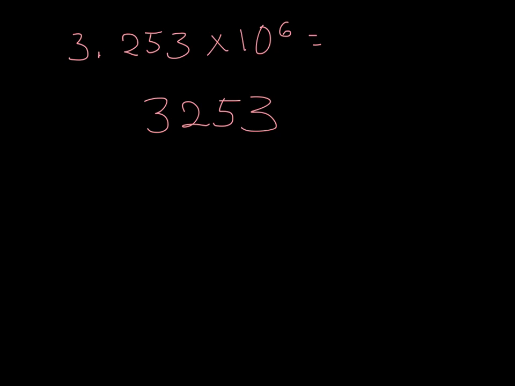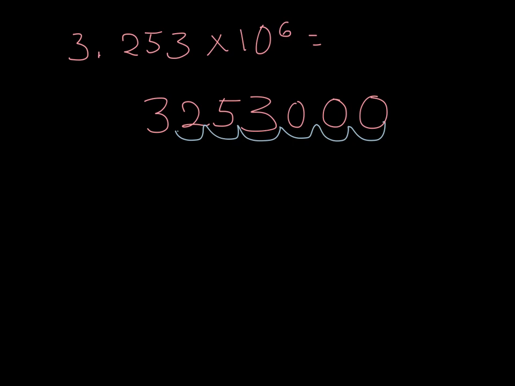So let's go ahead and do that. If we're starting out with our decimal right here, and we want to move it 6 to the right, we go 1, 2, 3, 4, 5, 6. We're going to fill in the bounces with zeros. Okay, and there we go.